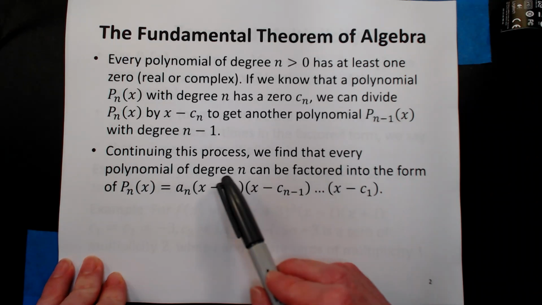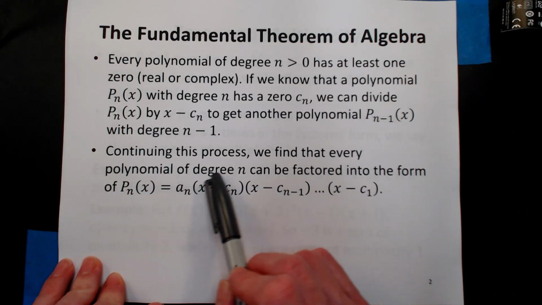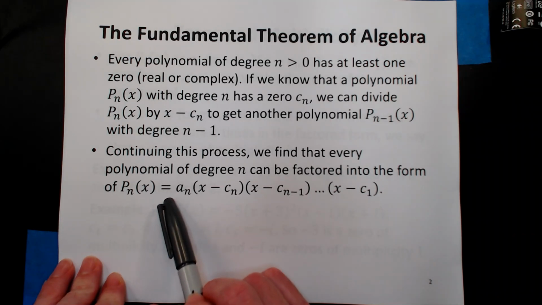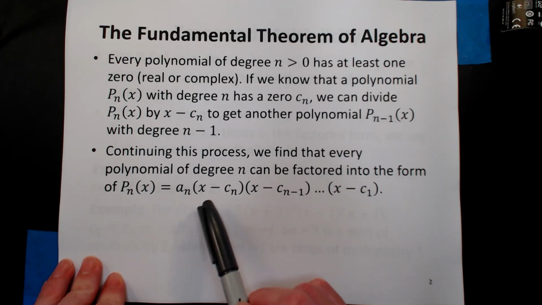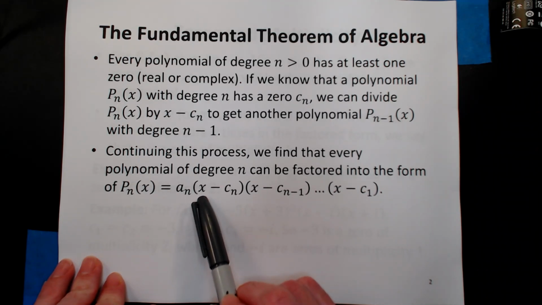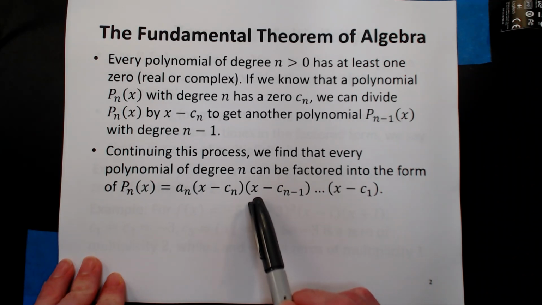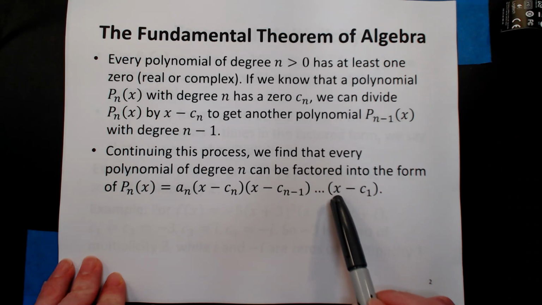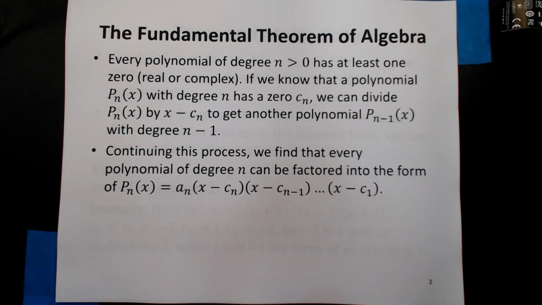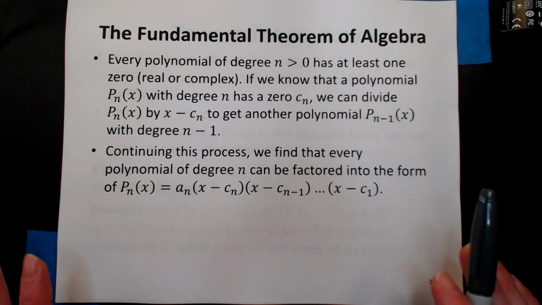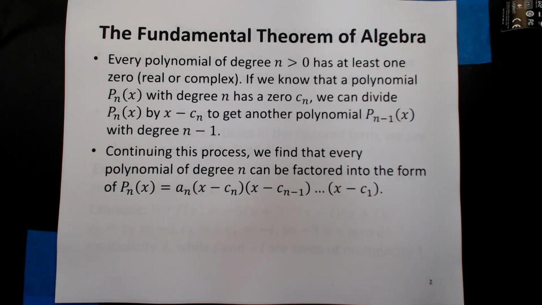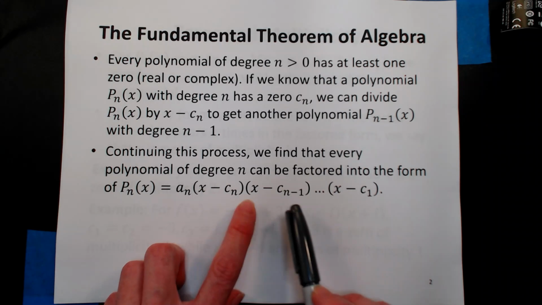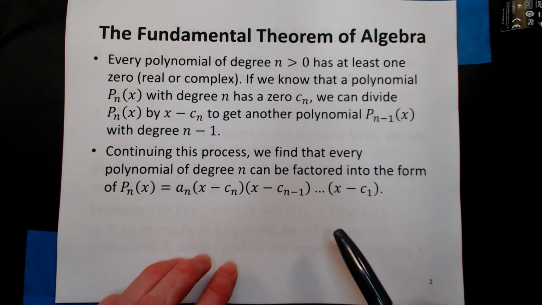Continuing this process, we find every polynomial of degree n can be factored in the form p sub n of x equals a sub n, your leading coefficient, times all your linear factors, x minus c sub n, x minus c sub n minus 1, and so forth, down to your last linear factor, x minus c sub 1. So basically what it says is that you can factor every polynomial down to linear factors, where these linear factors may correspond with complex numbers.